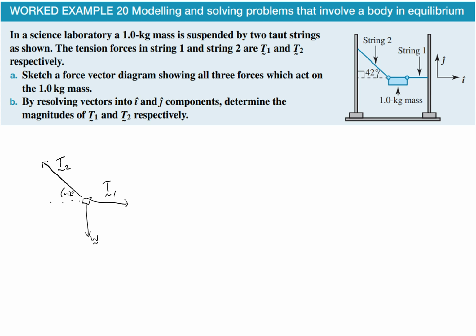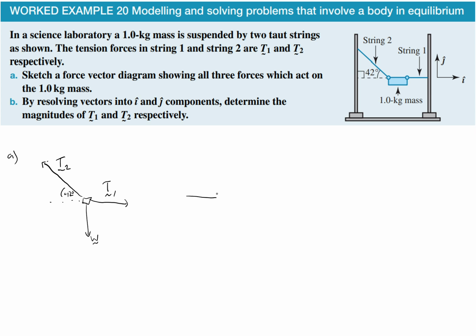Now, because this is in equilibrium and it's not moving, it means that our triangle of forces is in play. So there's our force vector diagram, part A. Part B, by resolving vectors into i and j components, determine the magnitudes of T1 and T2 respectively.